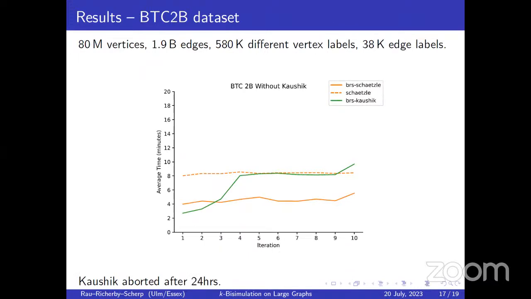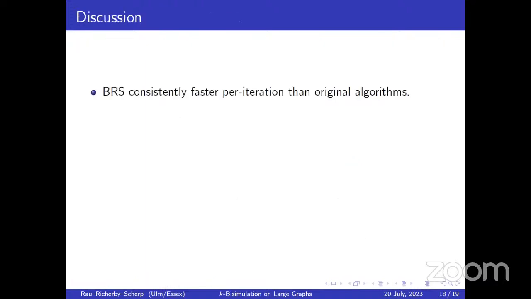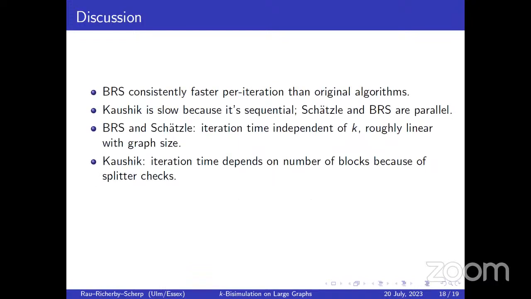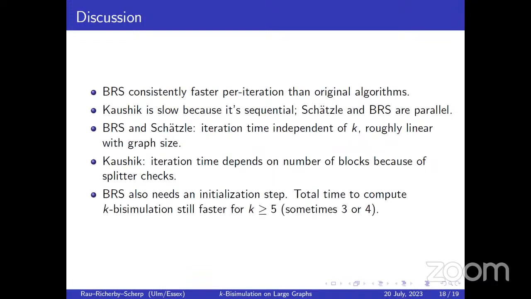And this is running on our largest data set, about 2 billion edges. Unfortunately, Kosiol on that one was just too slow, being a sequential algorithm. Okay, I think I have actually mentioned all of those points.